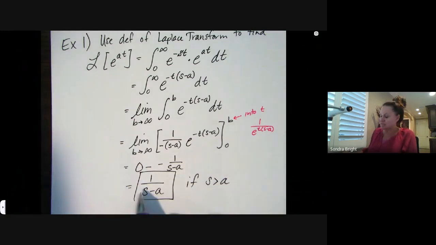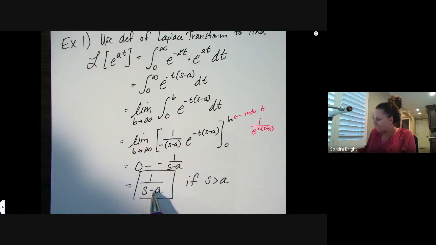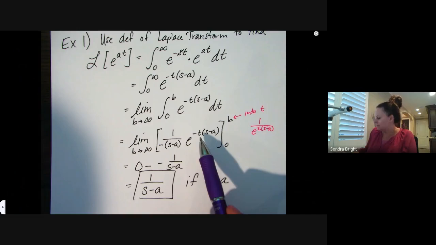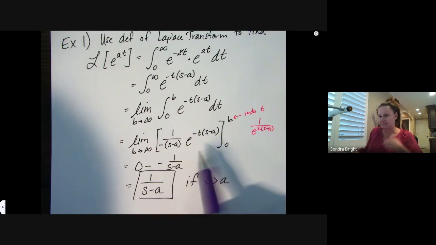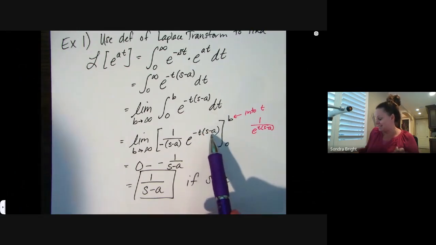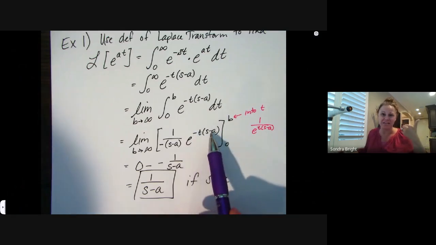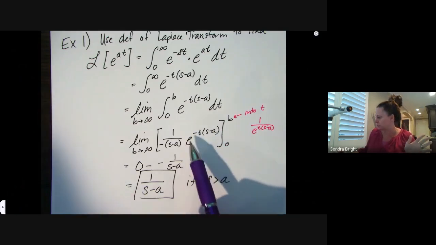Because if s is not greater than a, then you would have a negative value here. And if this is a negative value, right? Or even, yeah, right here, if s minus a is negative, then e to the negative t times the negative ends up being e to the t, and you've got e to infinity, and so it does not converge. Does that make sense?